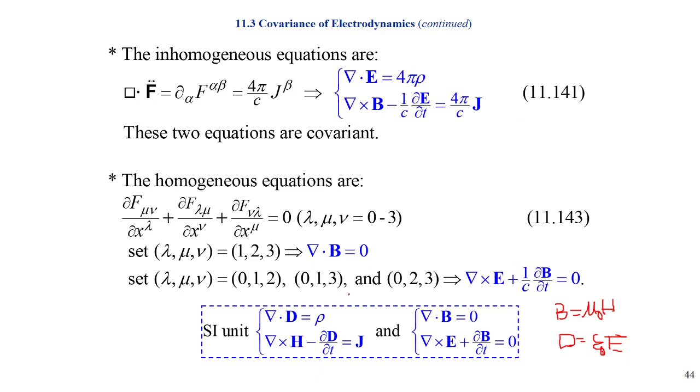Okay. Therefore, SI unit and Gaussian unit are different, slightly, not slightly. We should be careful. So if you see an equation in this form, oh, it's Gaussian unit. If you see an equation in this form, it's SI unit.